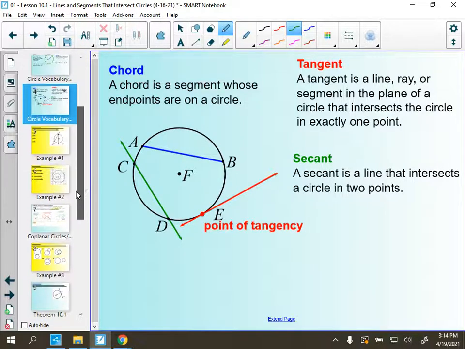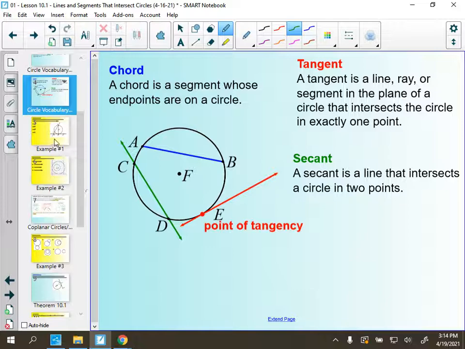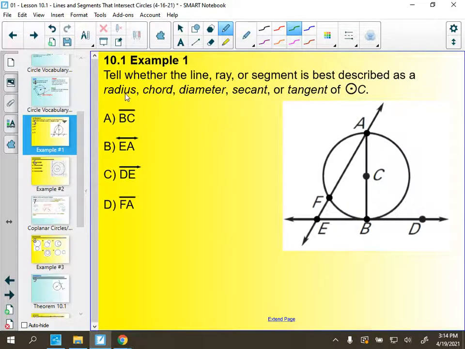Let's take a look here at possible ways to check some of your vocab comprehension. So we've got a figure, lots going on, lots of points, lots of segments, lines. What I'm asking you to do is tell whether the segment, line, or ray is best described as one of our vocab words. So we go through making sure you don't lose sight of the abbreviations. It's been a while since we've worked with some of these abbreviations. This bar above the top with no arrows means we're just talking about segment BC.